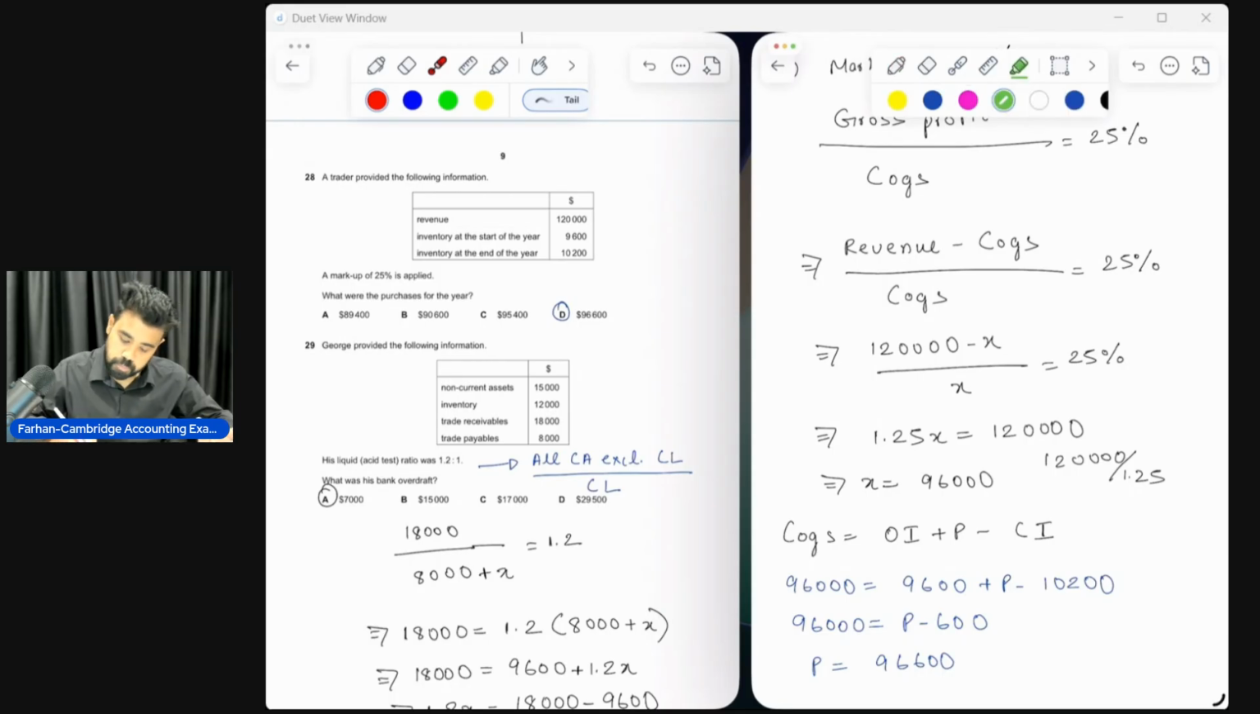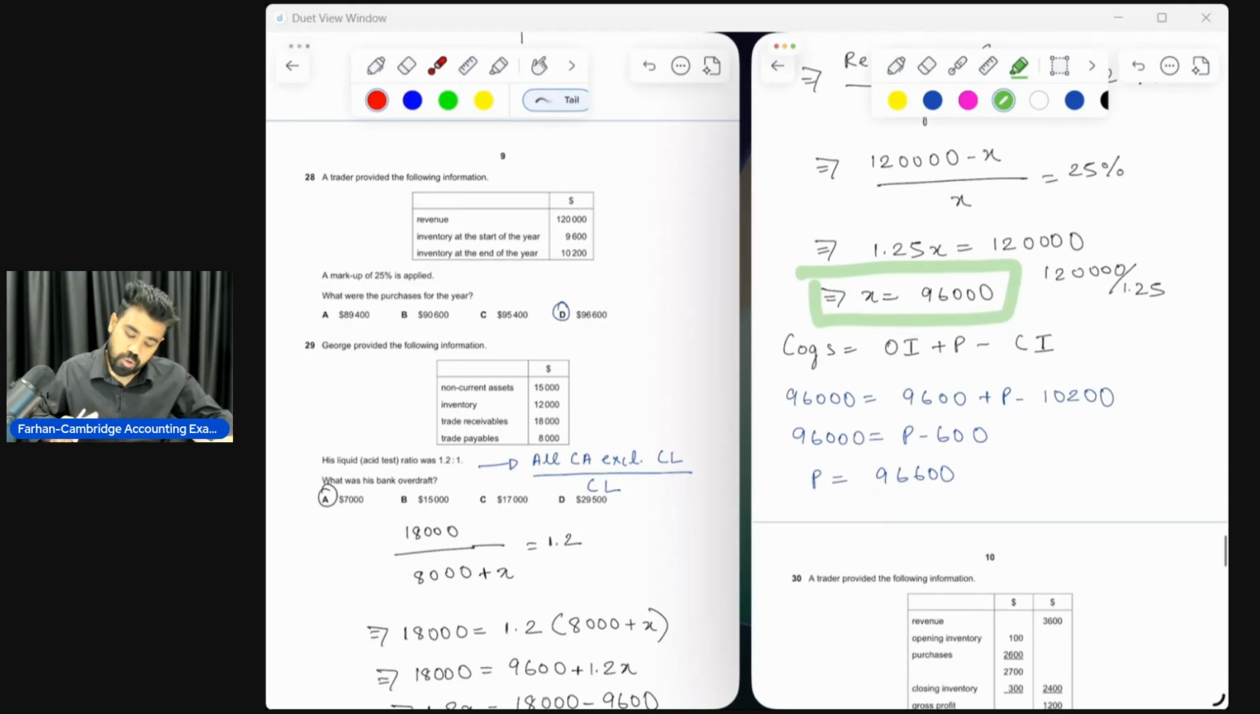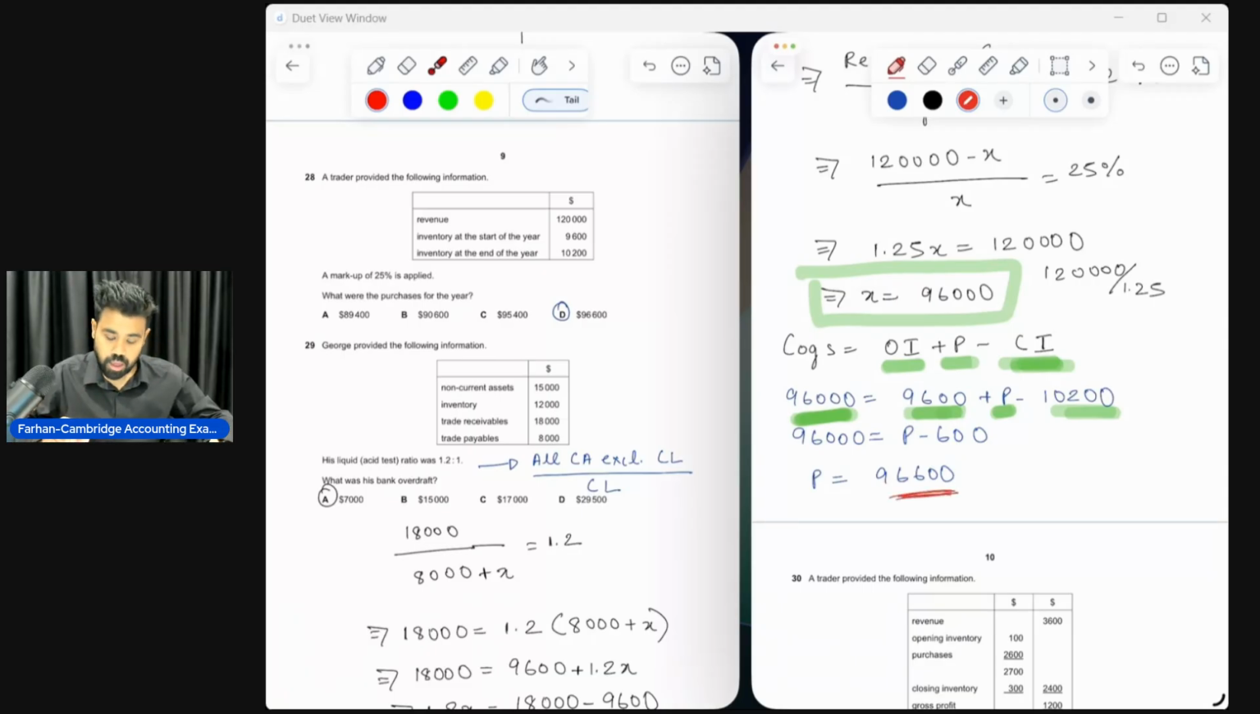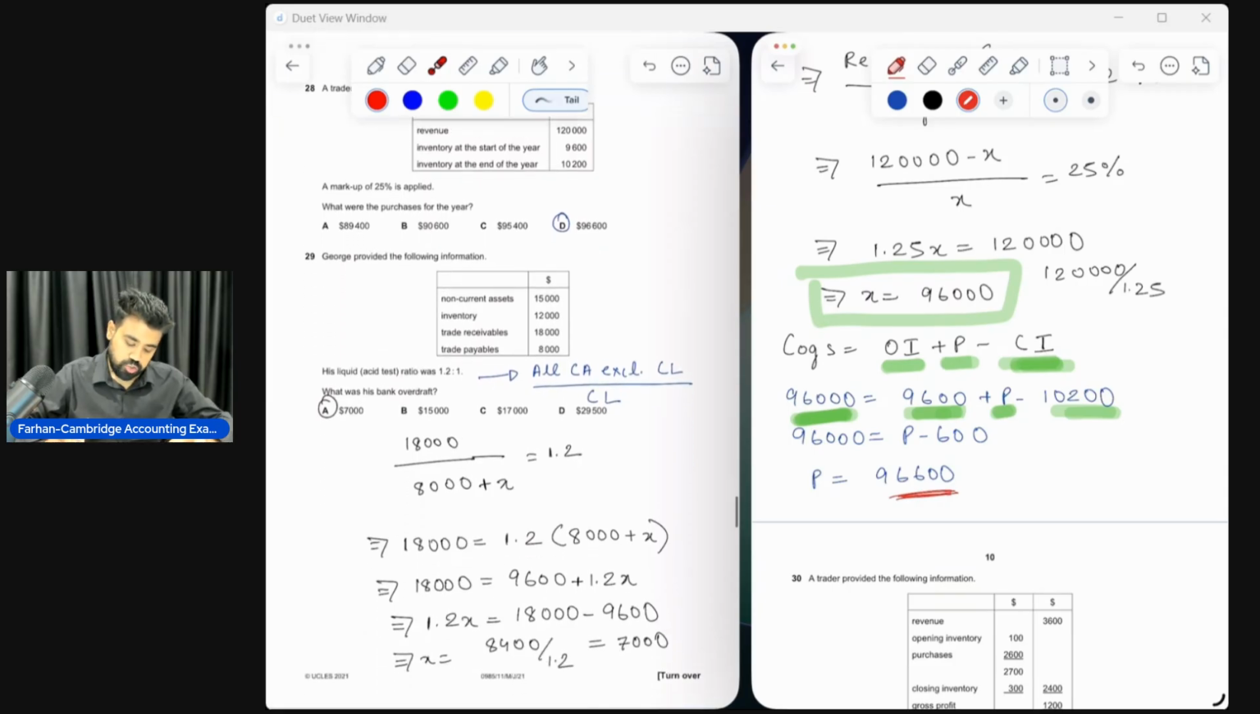All right. So $96,000 is the cost of goods sold. Now, the cost of goods sold can also be derived, as you may have seen hundreds of times in the income statement, as opening inventory plus purchases less closing inventory. So we're replacing the cost of goods sold with 96,000, opening inventory as given in the table to be 9,600, purchases are what we are after, closing inventory is 10,200. So we just simply use algebra and you'll derive a purchase amount of 96,600, which is therefore option D. Now, let's go to question 29.